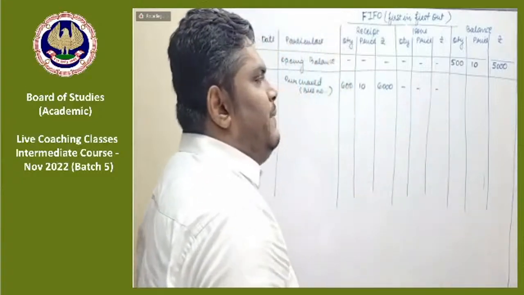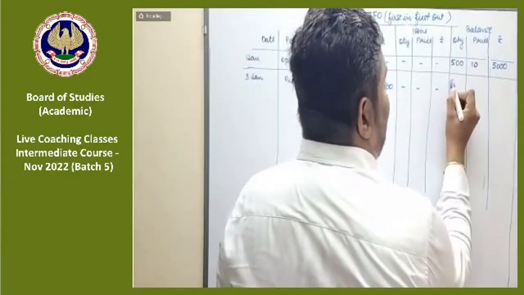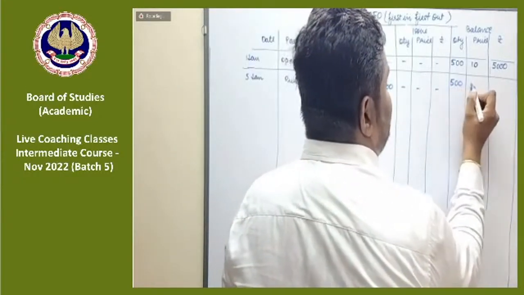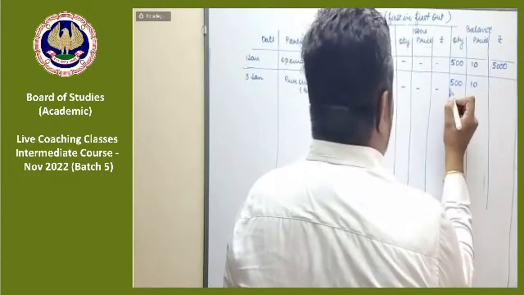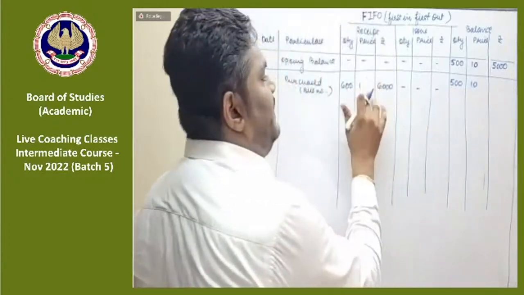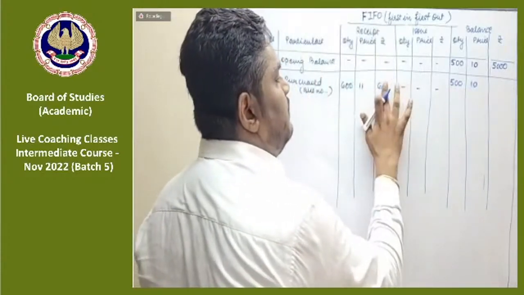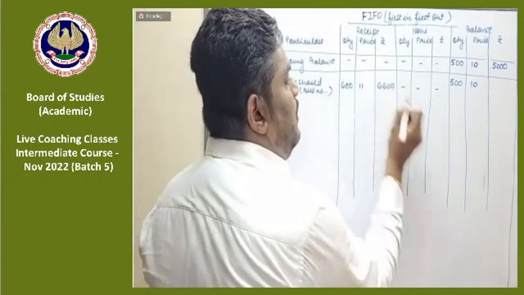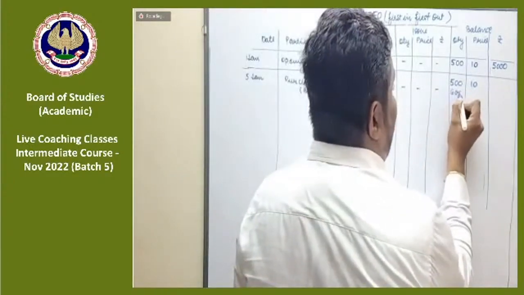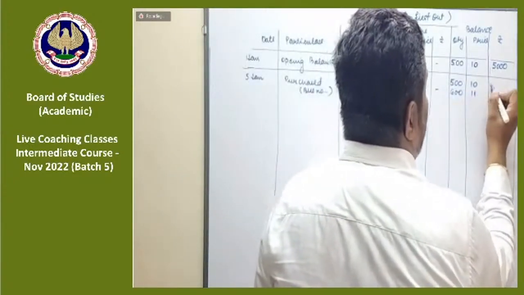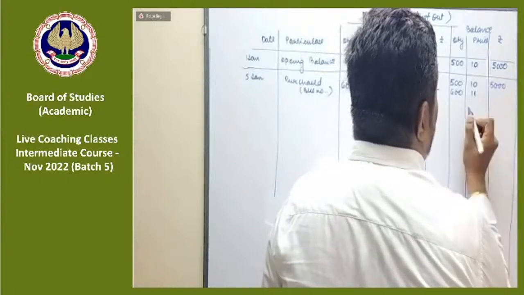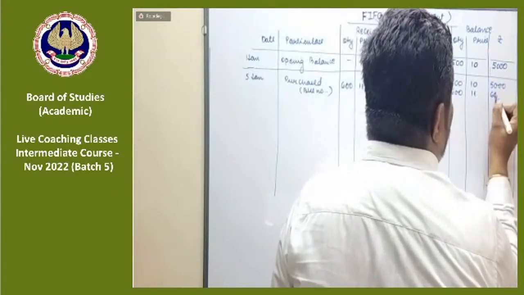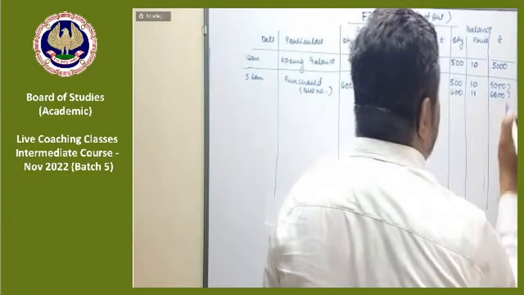So now when talking about the balance part, we have 500 quantity which is cost at the rate 10 and 600, sorry, let's keep it 11 only. And we have 600 quantity with the cost of 11. So herein the total value is 5,000 and herein the total value is 6,600.